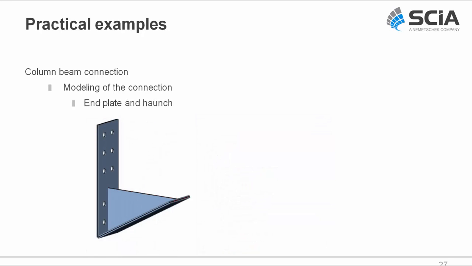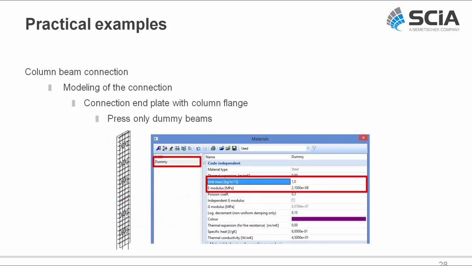The next part is modeling the connection elements itself, meaning the end plate of the connection and the haunch, again using simple 2D finite elements with the correct steel material and inserting some openings in the end plate for the connection. The next thing, and the most important part of course, is to make sure that these two elements are connected. I mean the flange of the column has to be connected with the end plate of the connection, and for this we use the so-called dummy elements or dummy beams.